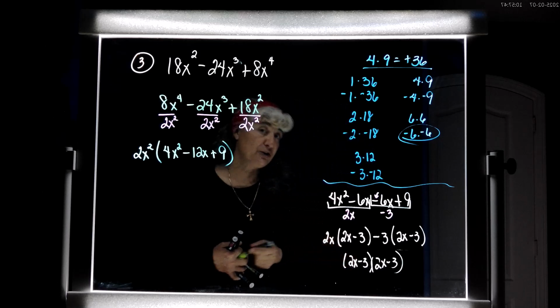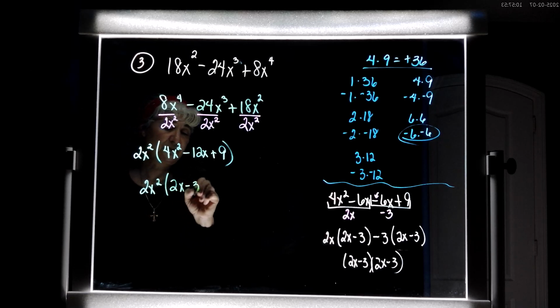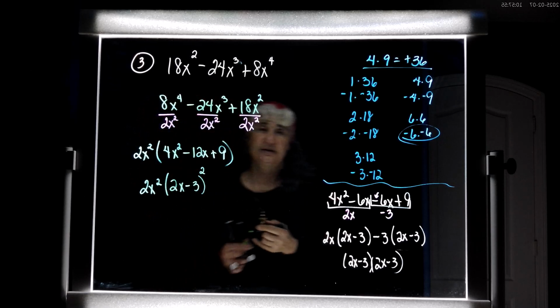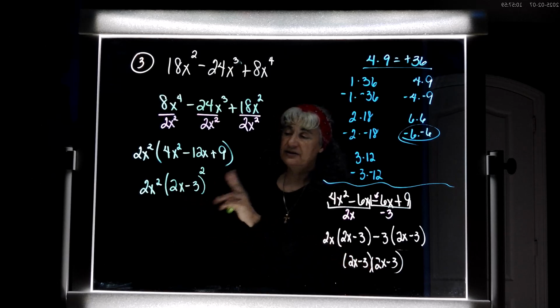So I've got a binomial times itself. I could write it as the quantity of 2x minus 3 squared. I can write it that way, or I could just keep the parentheses written twice.